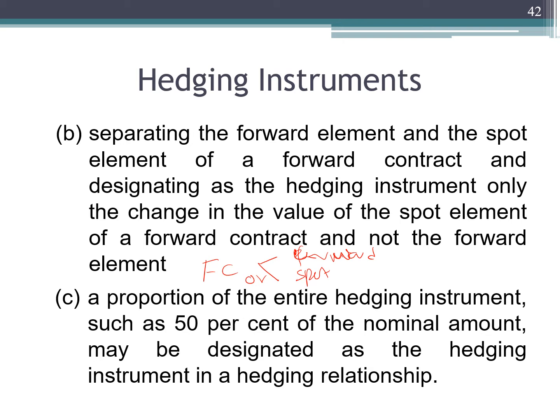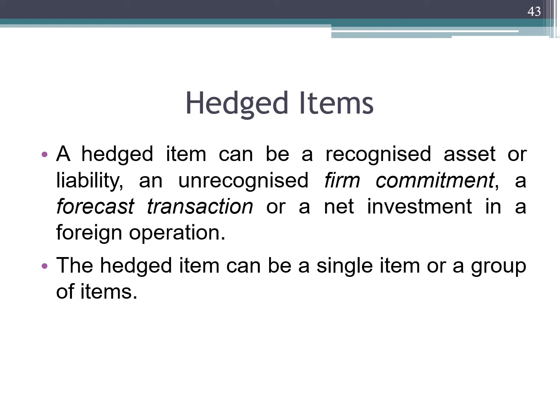So for the hedging relationship, the first thing that we need to have here is the whole hedging instrument, the entire hedging instrument. But we have an exception. The exception here is only for the options, and then for the forward contract, and the last one is a proportion, a percentage of hedging instruments. So this is straightforward, but most of the time we are referring to the entire hedge instrument.